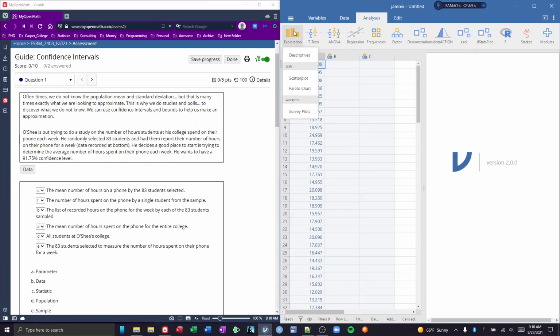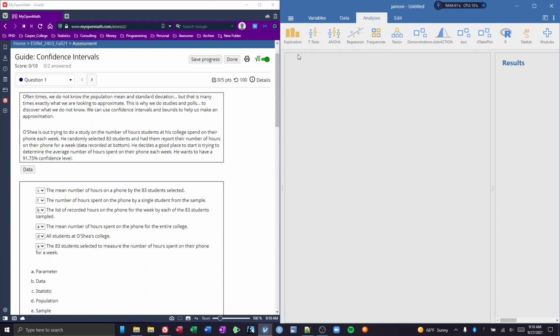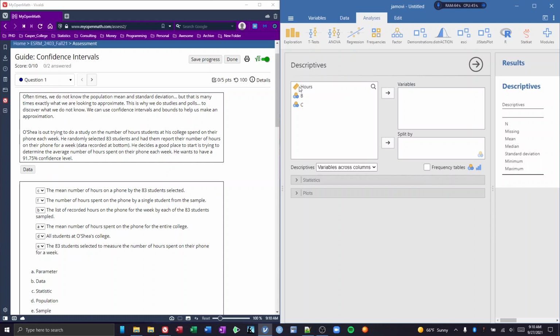Let's just go into our exploration. Let's go to our descriptives. And when we have our descriptives pulled up, what we're going to do is bring our hours over to our variables. And instead of doing variables across column, you can also do it across the rows. I'm going to leave it at the column just because it helps with space management.